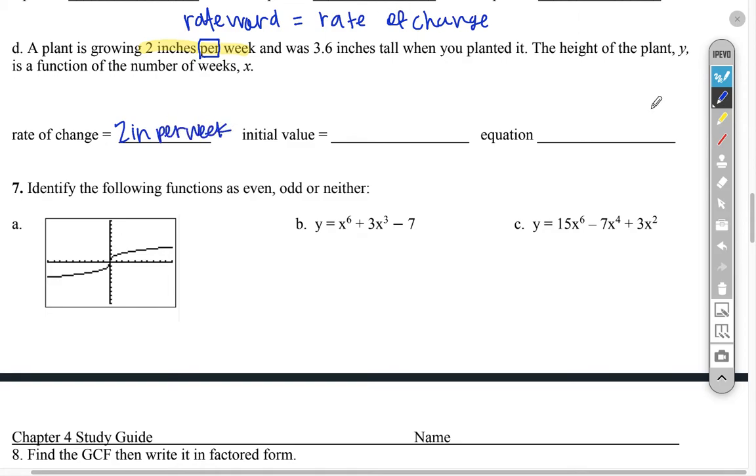All right. It was 3.6 inches tall when you planted it. So that means its initial value was 3.6 inches. And then we just write our equation based on that. Rate of change, remember this is our m, and initial value is our b. So we just plug that in. Y equals 2x plus 3.6.